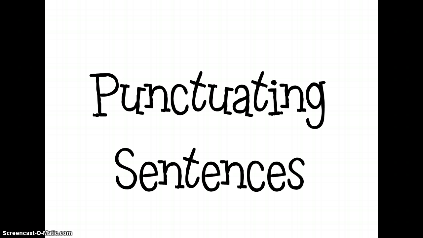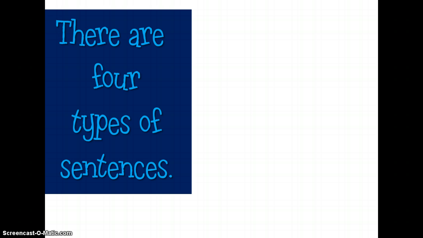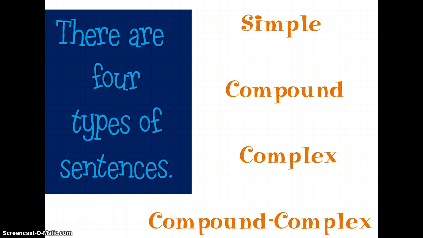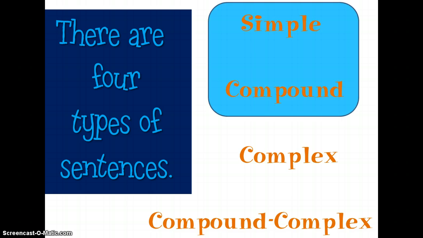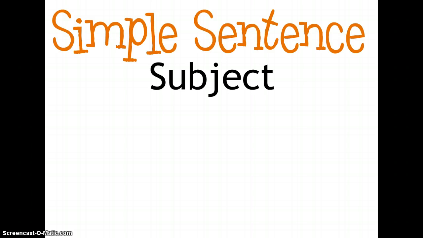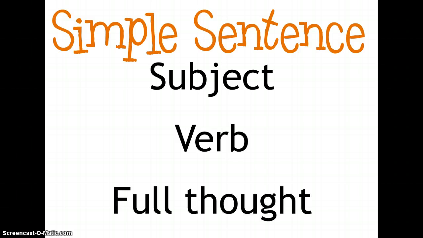But before we can understand what a compound sentence is, we first need to learn about simple sentences and the elements that all sentences should have. So there are 4 types of sentences: simple, compound, complex, and compound complex. We'll learn about all of them this year, but right now we're going to focus on simple and compound. A simple sentence has a subject, who or what the sentence is about, a verb, what the subject is doing, and it must complete a full thought. You're not left hanging with needing more information. You're satisfied with the information provided to complete the thought.